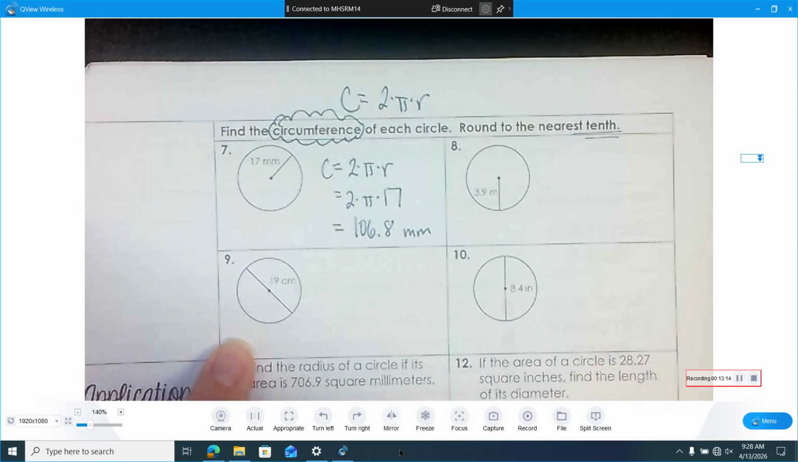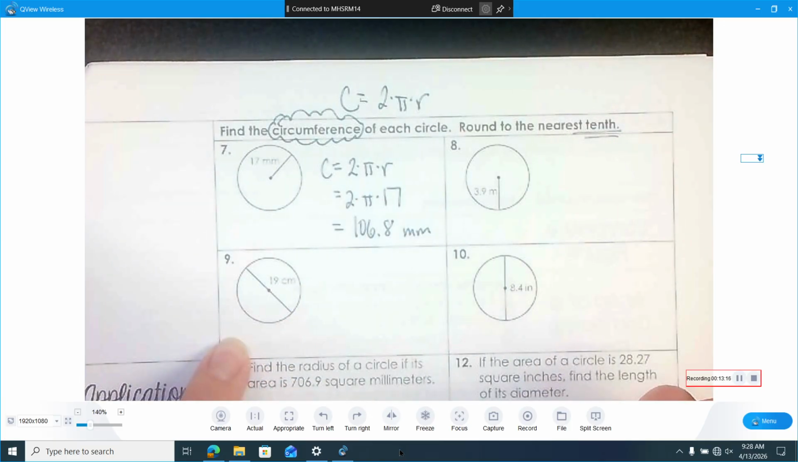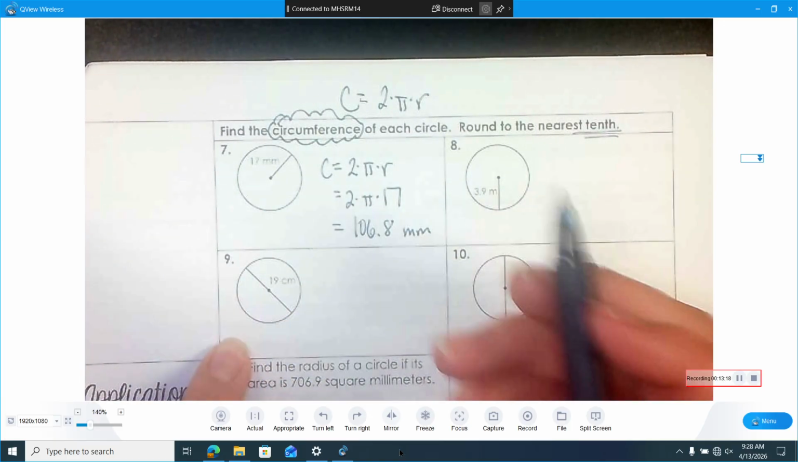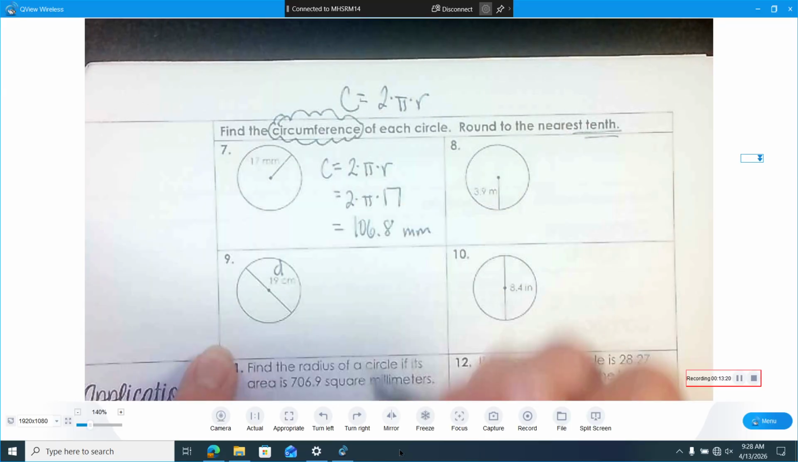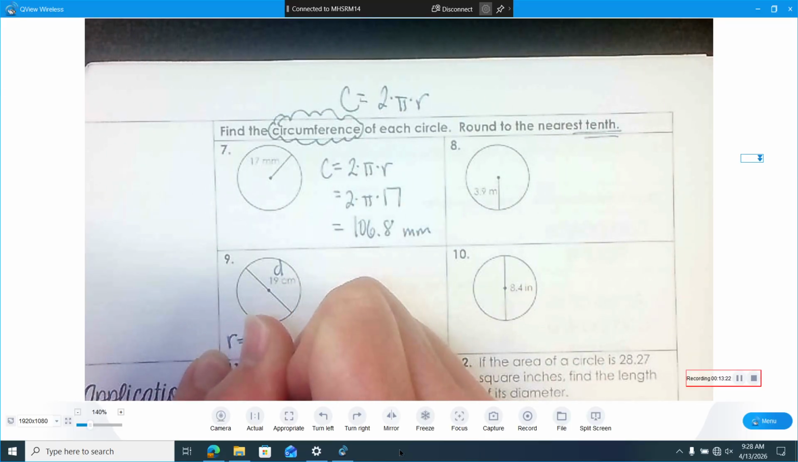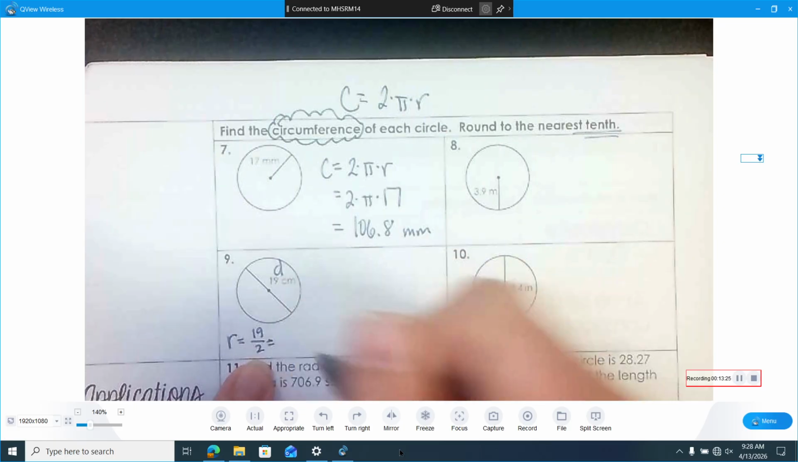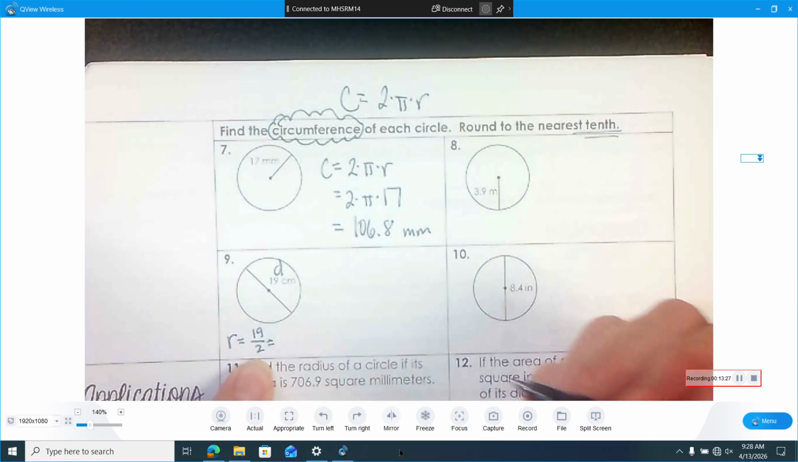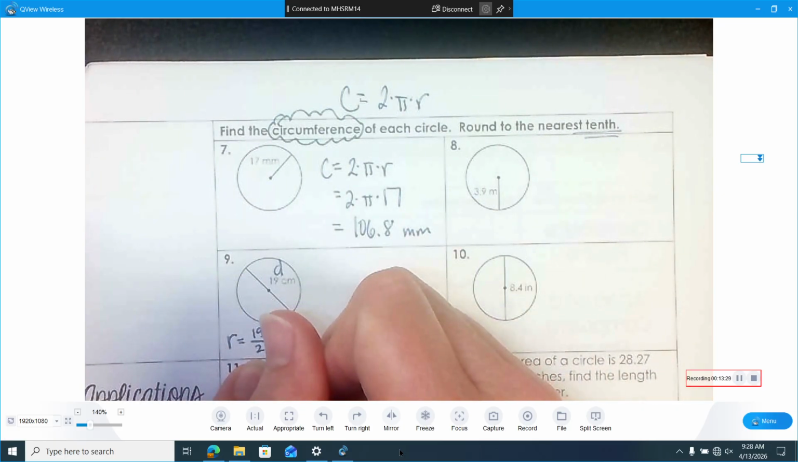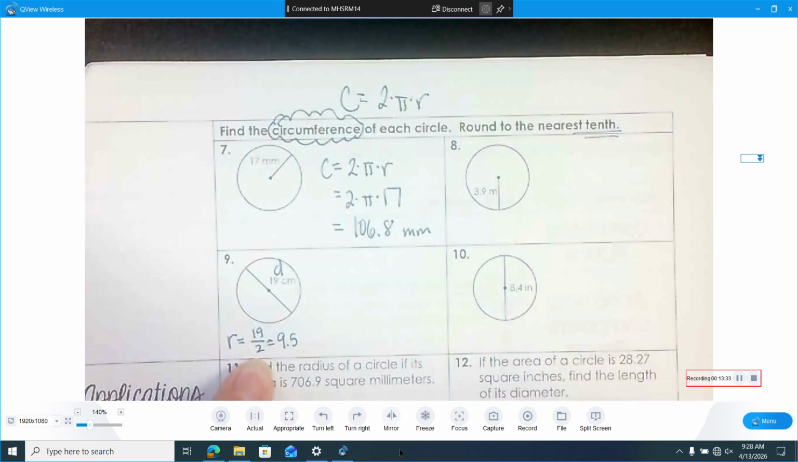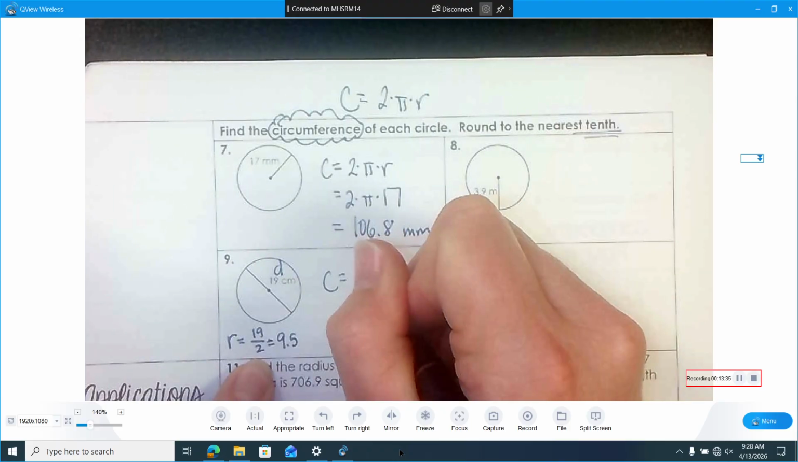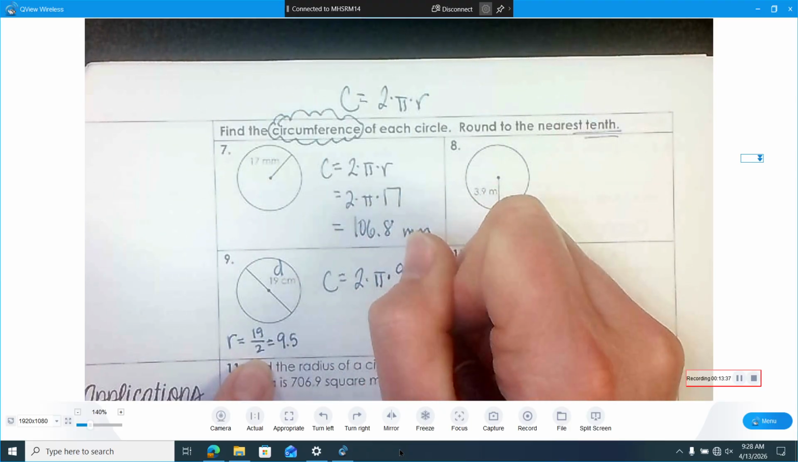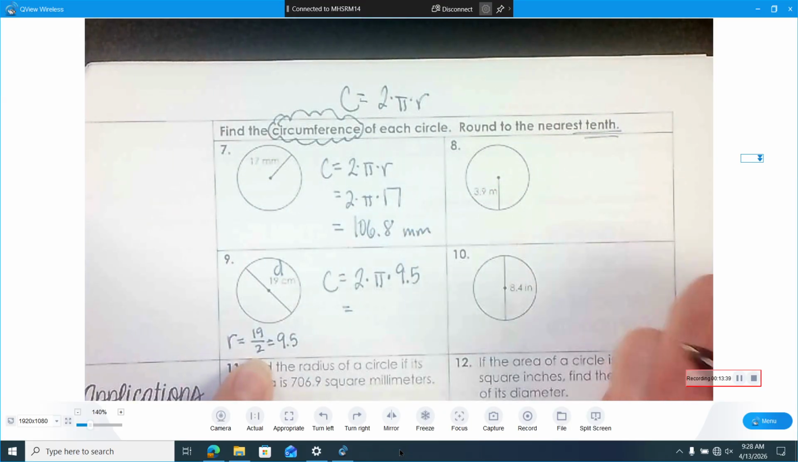What do we need to do for number 9? Cut it in half. Yeah, 19 is the diameter, so the radius is 19 divided by 2, which is 9.5. Okay, so circumference is 2 times pi times radius. And what do we get?